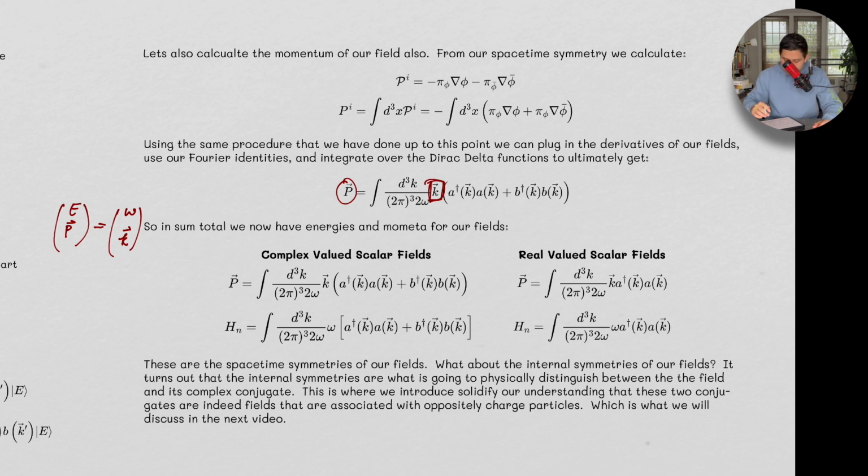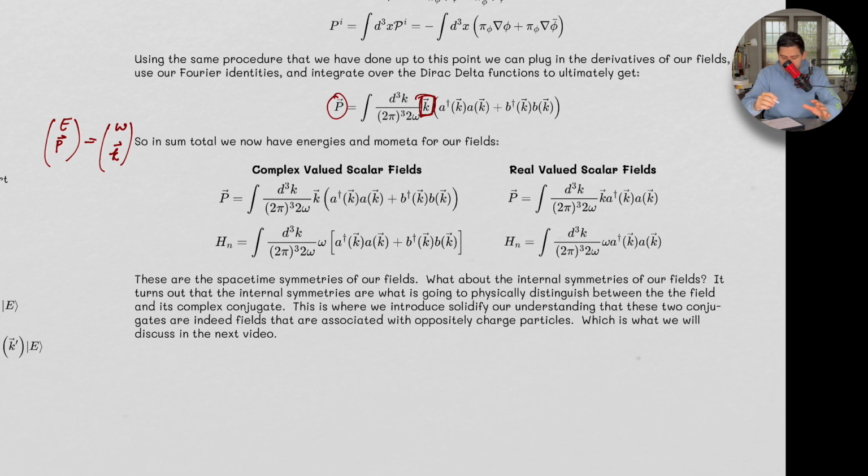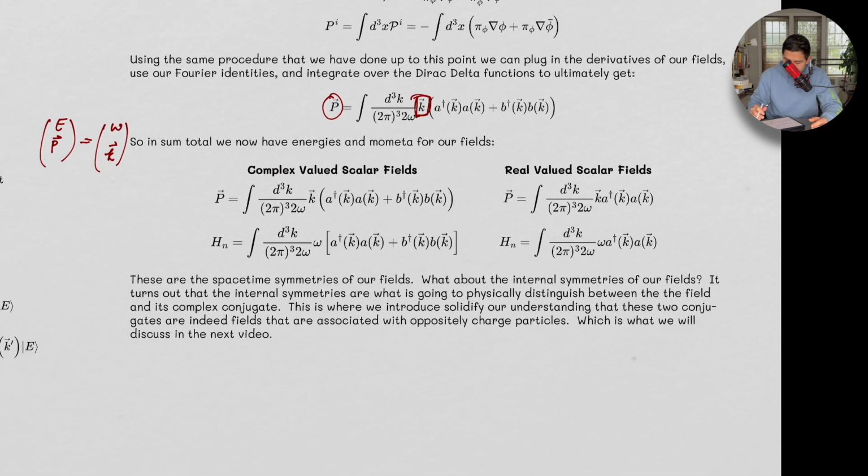And so in total sum, now we have energies and momentum for our field. So this is what this is going to look like. For our complex valued field, we calculated this guy. Now we're going to calculate this guy. In our real scalar field, we don't have these B's, right? And that makes sense, right? Because the B's corresponded to our field that was complex conjugated, excuse me.